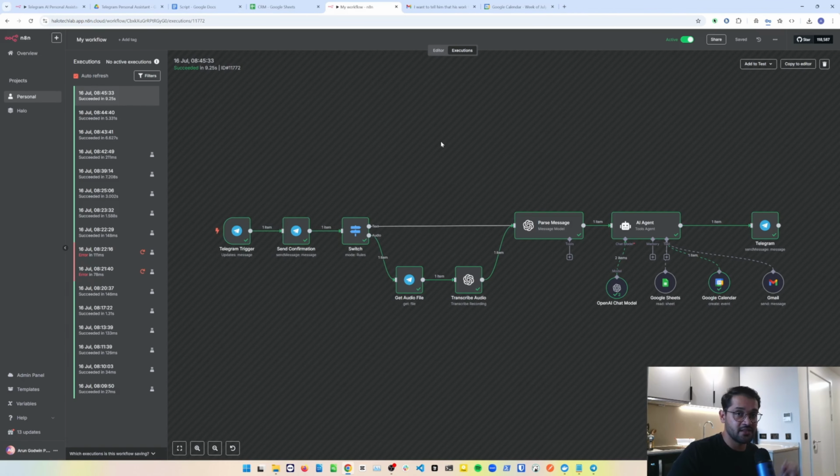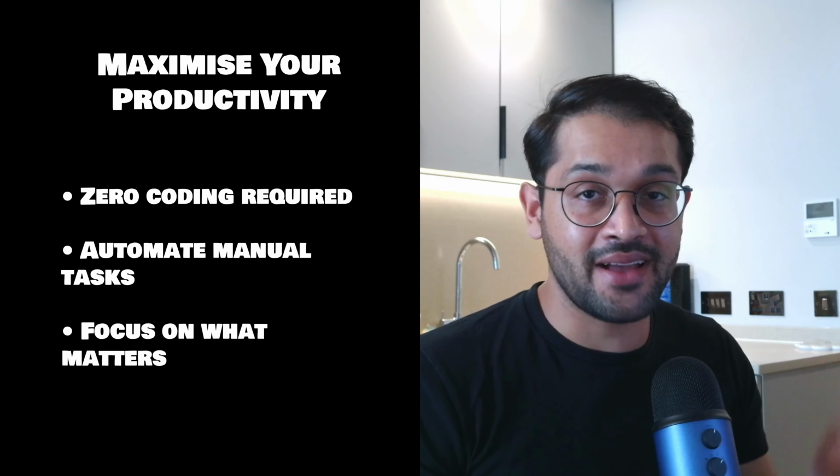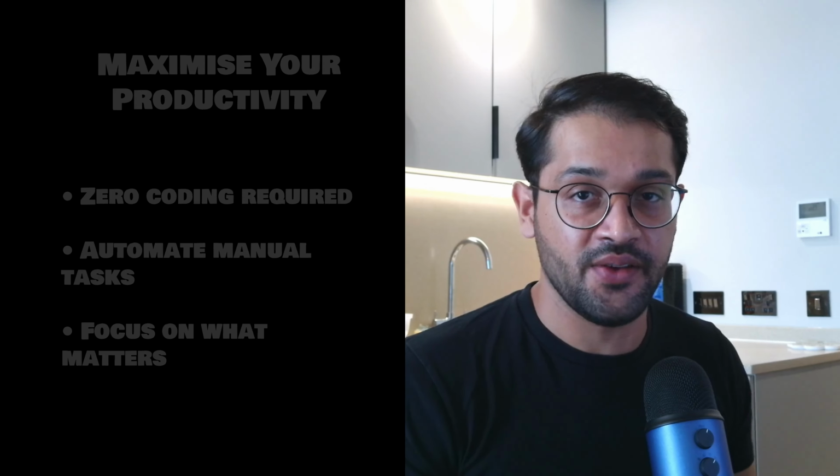So that is our end-to-end Telegram AI personal assistant. You can, of course, expand this out into more use cases and have more tools, but this is a really quick starter to start automating your business and your manual tasks. So that is how you build your very own AI personal assistant. Zero coding, maximum automation, and maximum value, so that you can spend time on what really matters.